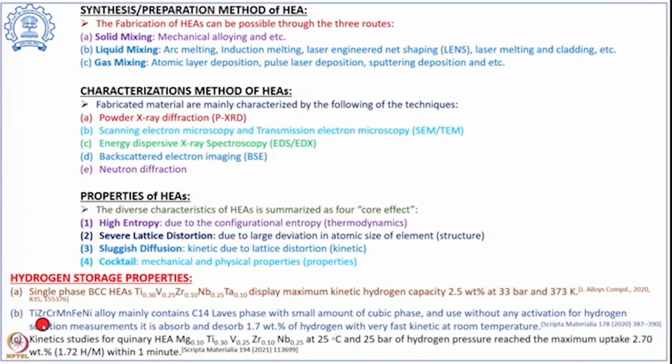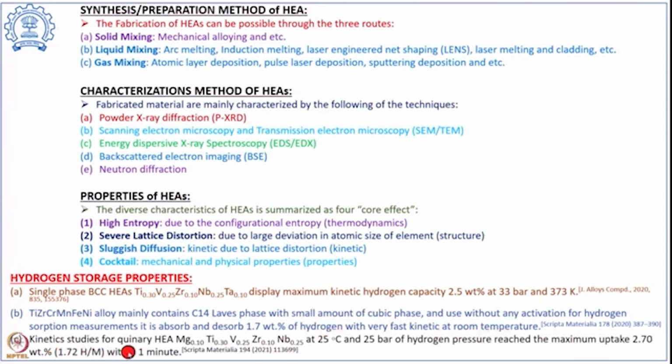Another high entropy alloy that has been studied is titanium, zirconium, chromium, manganese, iron and nickel, and this alloy was found to contain both C14 phase and a small amount of cubic phase as well, and this alloy can be used without any requirement of activation. It was found from the absorption desorption studies that it can take up 1.7 weight% of hydrogen, and that too at very fast kinetics at room temperature.